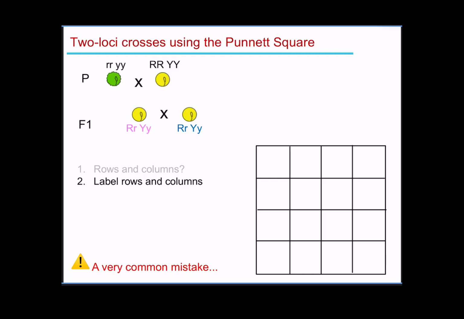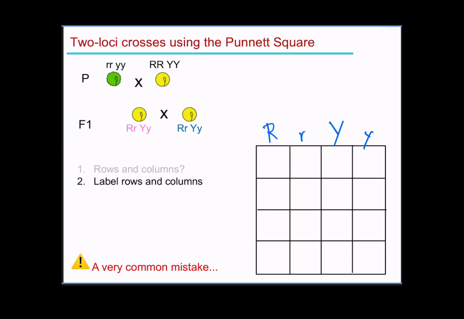Right? So the first very common mistake is to say, okay, I just need to distribute the alleles across these rows and columns. So I'll start with the columns. My first column will be dominant R. My second column, recessive R. Third column, dominant Y. Fourth column, recessive Y. Why is that a problem?